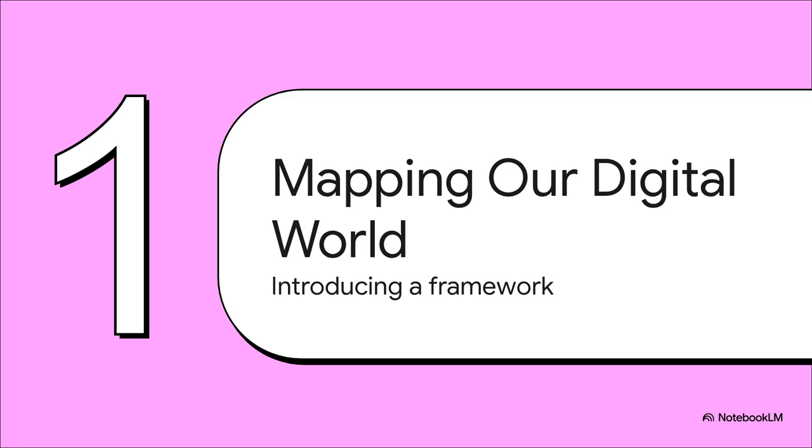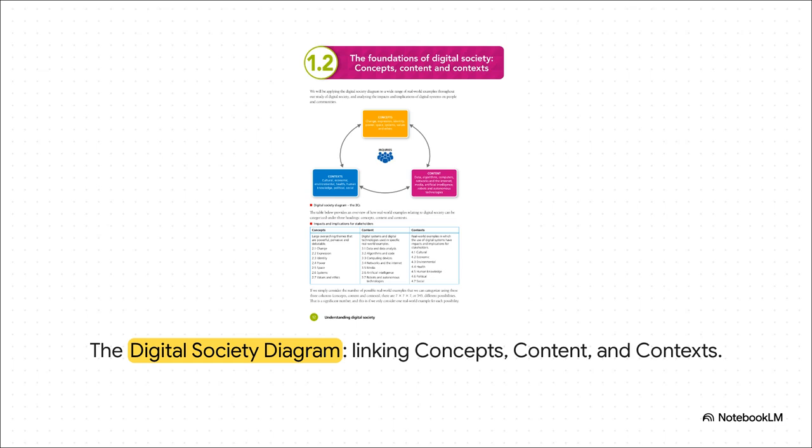Well, luckily for us, there is a framework for that. We're about to introduce a really simple but incredibly powerful map that'll help us understand our digital society. And here it is. Now, don't worry about trying to read everything on this page, okay? Just focus on that diagram right in the middle. This is the digital society diagram, and it's built around what we're going to call the three C's: concepts, content, and contexts. Seriously, think of this thing as your personal toolkit for breaking down any digital interaction you can think of, just by linking these three areas together.